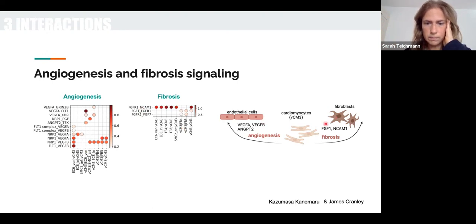and the smooth muscle cells, for instance. So there's basically bidirectional signaling going on that's happening through the FGF signaling axis and VEGF signaling, suggesting a sort of circuitry between angiogenesis and fibrosis that may be going on here.